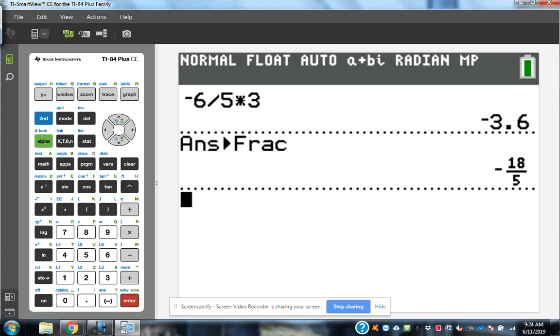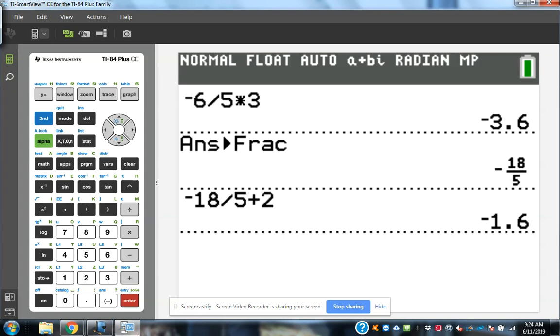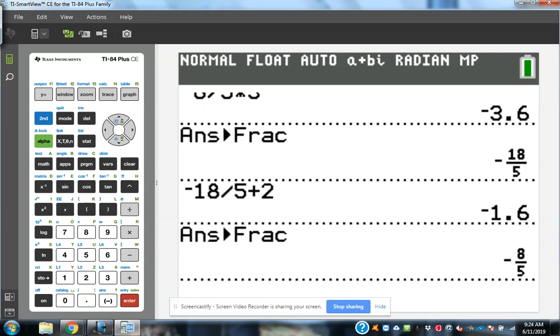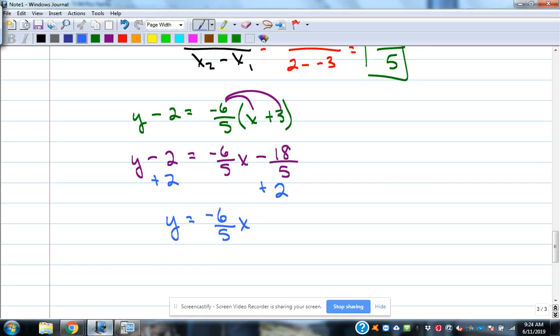I'm just going to type negative 18 over 5 plus 2. And again, I'm going to have to convert that back to a fraction. So math, enter. Negative 8 over 5 is what that turns into. So negative 8 over 5. And there I've got y by itself, so that means I'm in slope-intercept form.